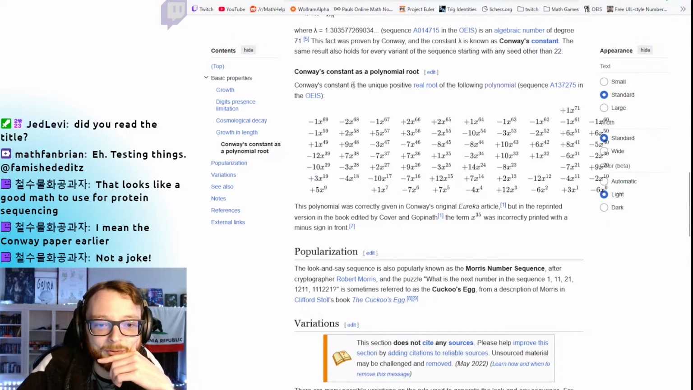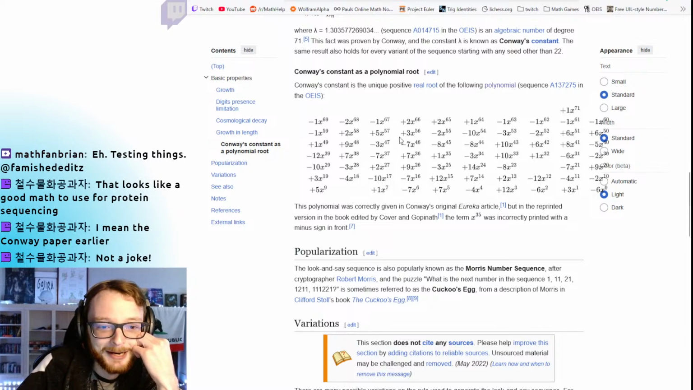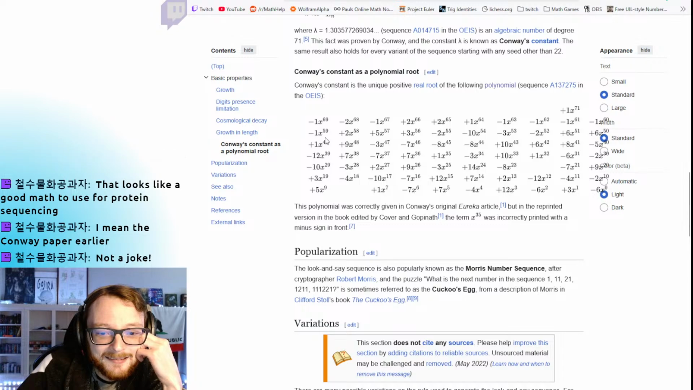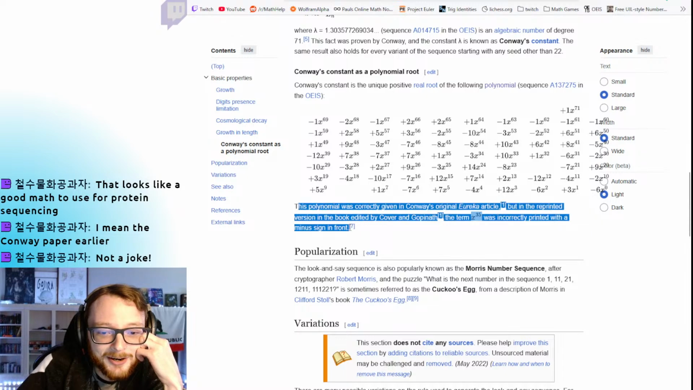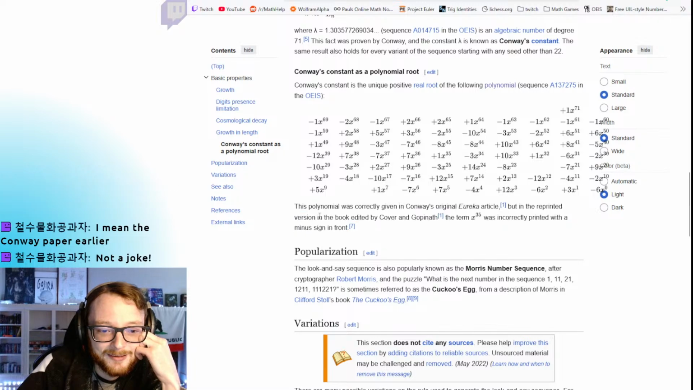Conway's constant is the unique positive real root of this polynomial? Why? Oh my god. Imagine trying to solve the polynomial for yourself based off the book, but there was a misprint in the book and you can't get it for the life of you.